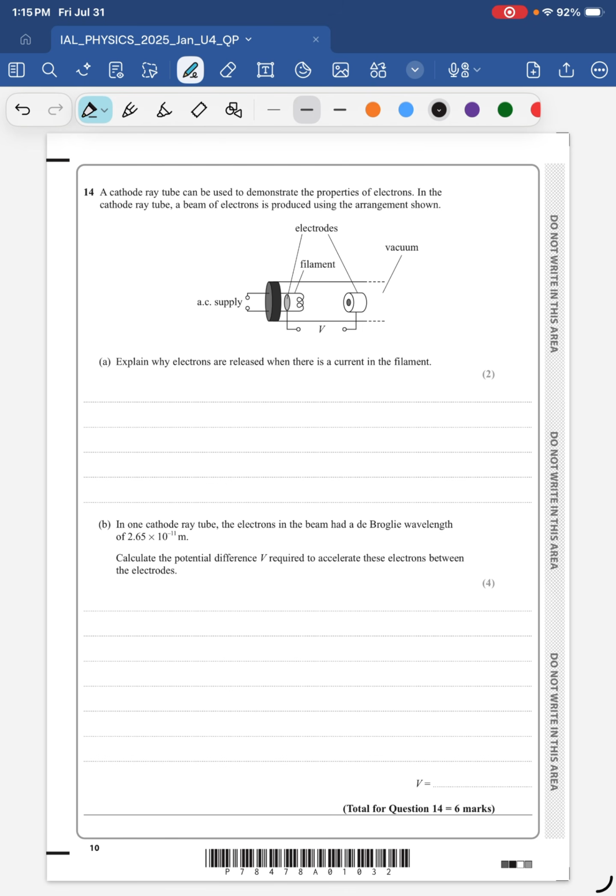Okay, question 14. A cathode ray tube can be used to demonstrate the properties of electrons. In the cathode ray tube, a beam of electrons is produced using the arrangement shown.